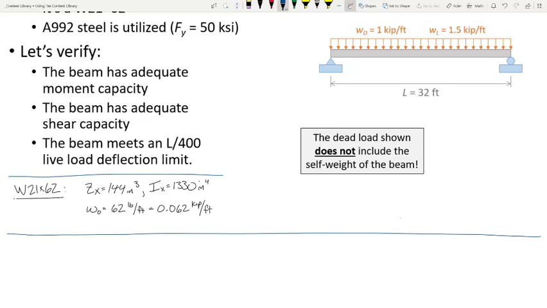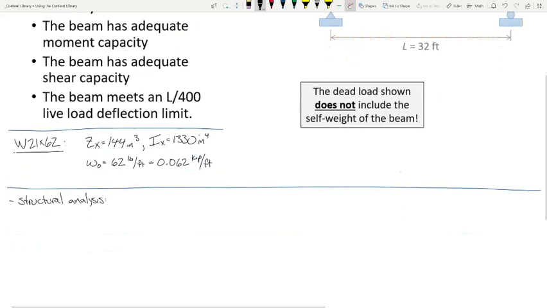Now, the first thing I want to do is the structural analysis. And I'm just going to level with you. I am going to do this inefficiently. The reason I'm doing it inefficiently is because you're going to need to do it this way on your homework assignment. You'll see what I mean when we get to that.